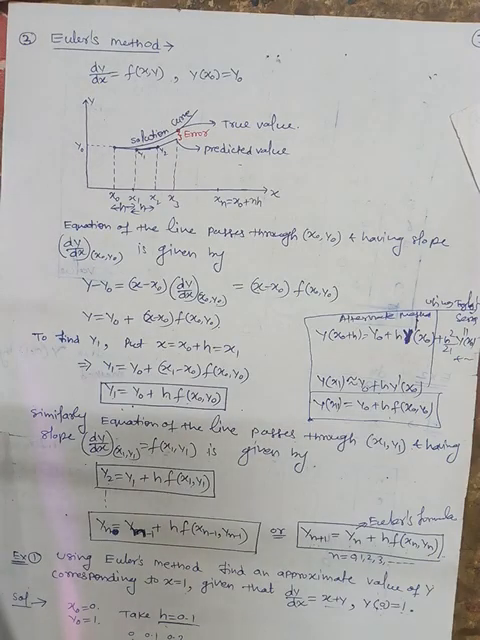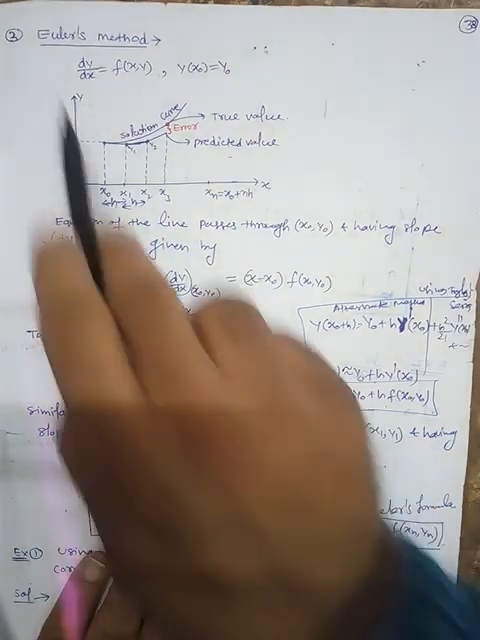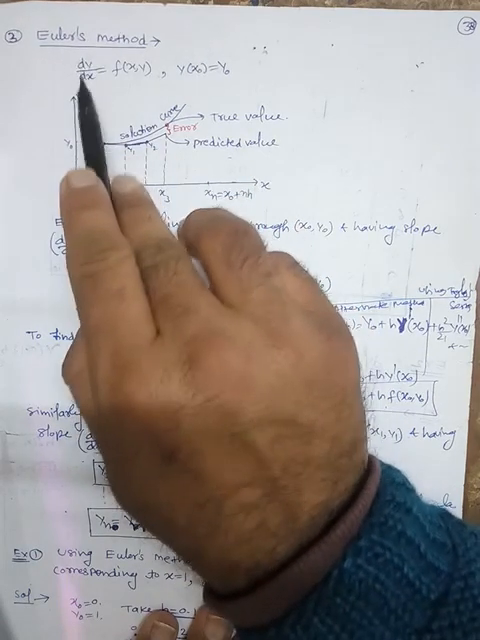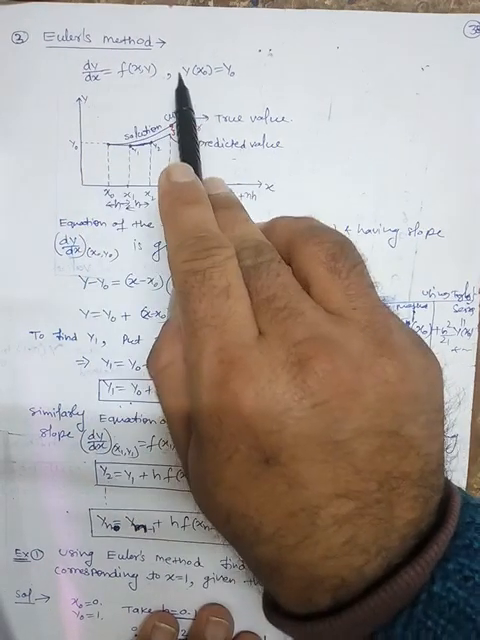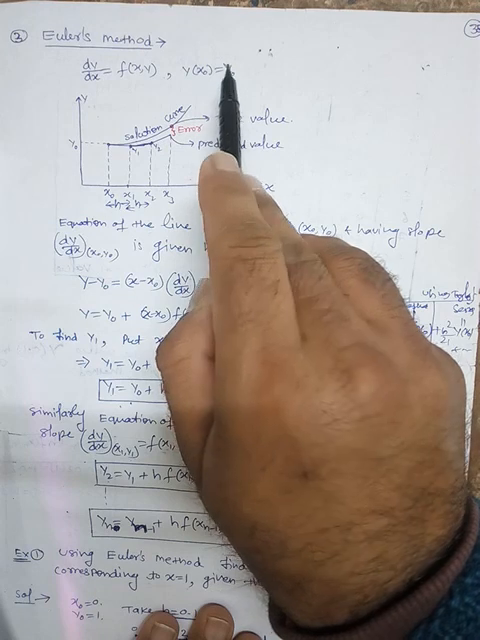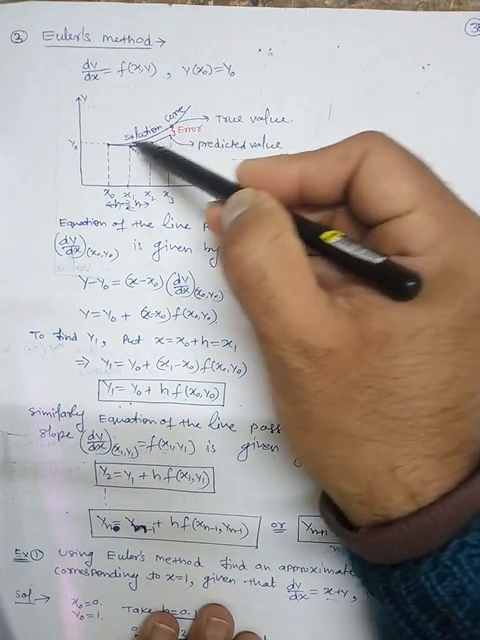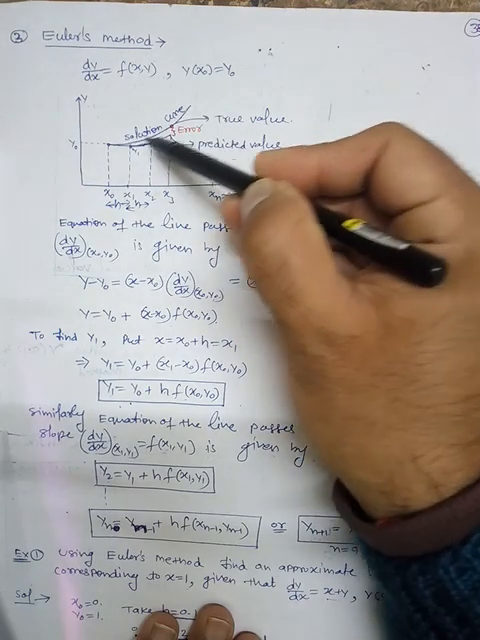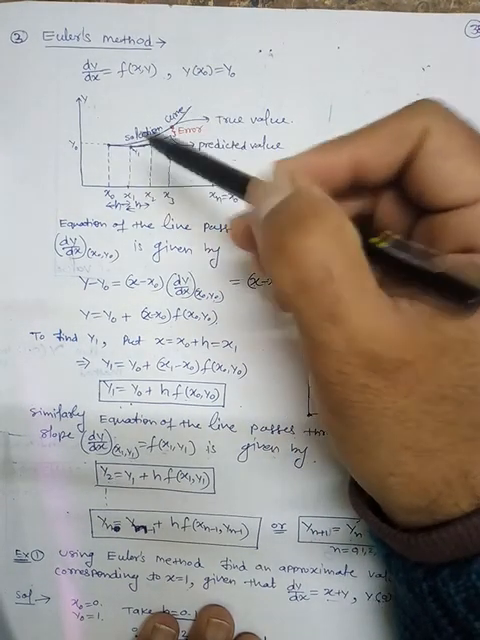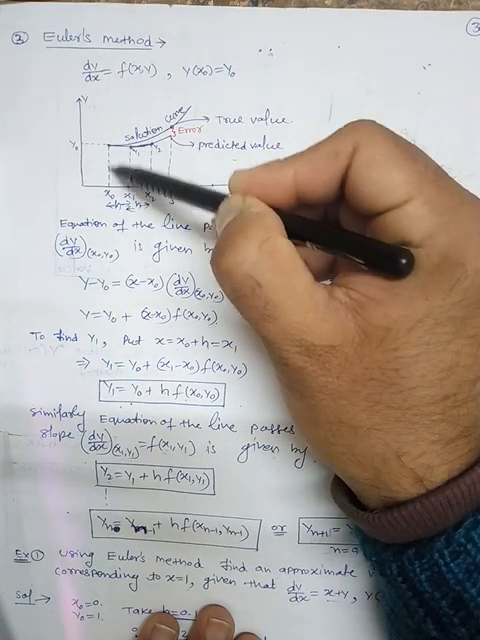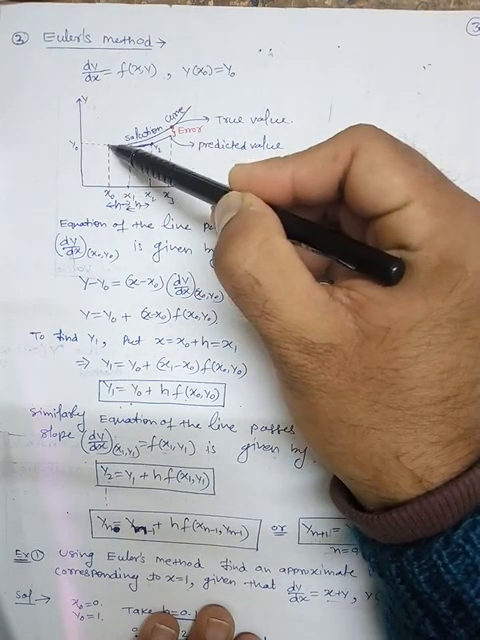Now we have Euler's method. The next method is Euler's method. The problem is the same: dy by dx is f of x, y, and y at x naught is y naught. Here we have drawn the exact curve. This is the solution curve, the exact curve. What is the strategy? The strategy is that this point is already given to you: this is x naught, this is y naught.